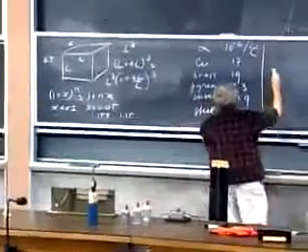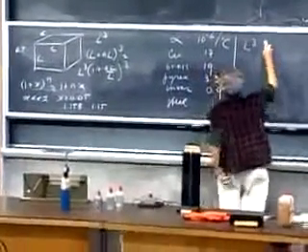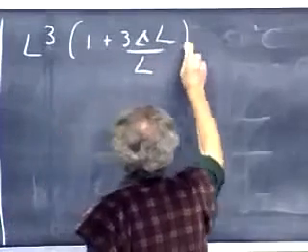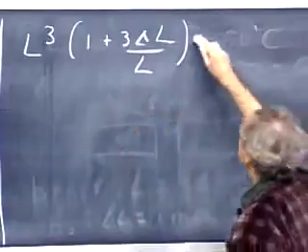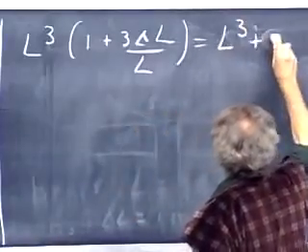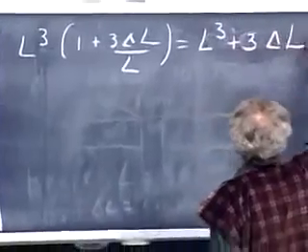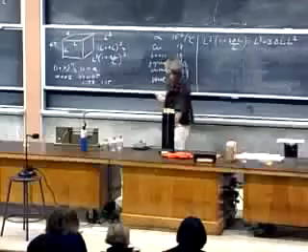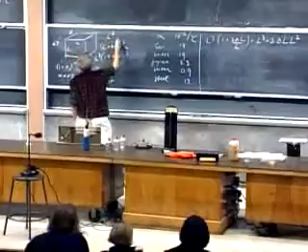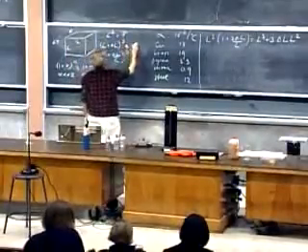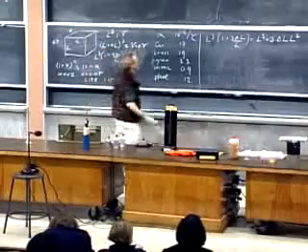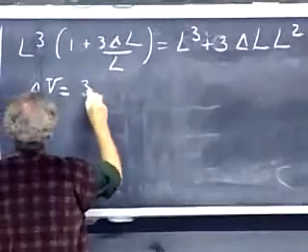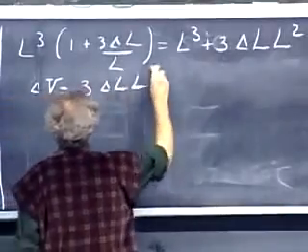And so we're going to get L to the third times 1 plus 3 delta L divided by L. So that is L to the third plus 3 delta L L squared. So the difference in terms of delta V, the old volume was this, and this volume is V plus delta V. So delta V is the difference between the two, is 3 delta L L squared.